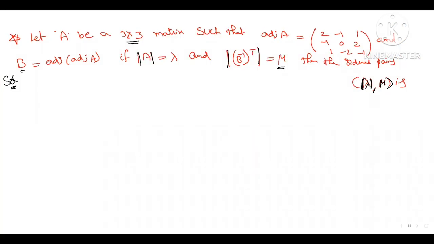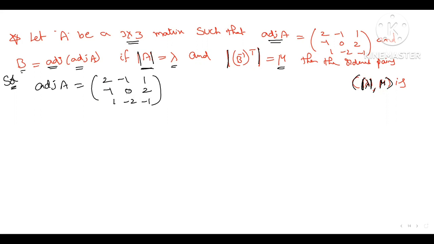Okay, in the statement, a 3 by 3 matrix A given, adjoint of A value as well as B matrix is given. What is B given here? Adjoint of A. The lambda value here is lambda value that of A, mu value that of transpose of B inverse, then find out ordered pairs modulus of lambda comma mu. So from statement, adjoint of A is 2 minus 1 1, minus 1 0 2, 1 minus 2 minus 1 given. Okay, first find out delta of A value.